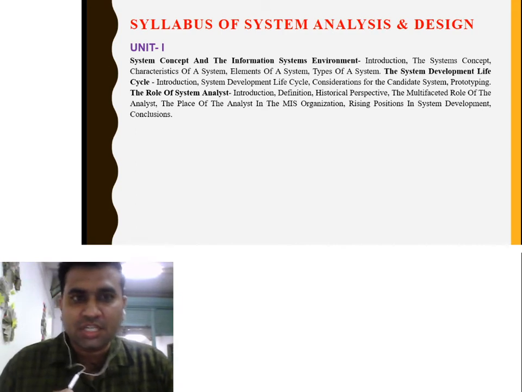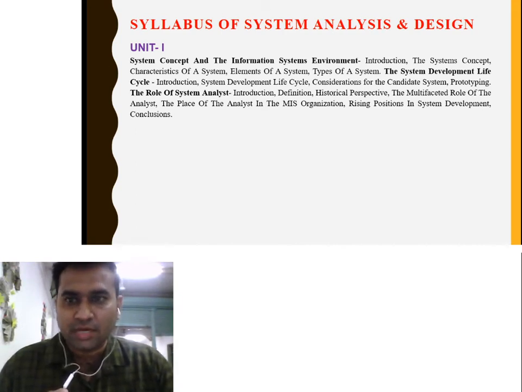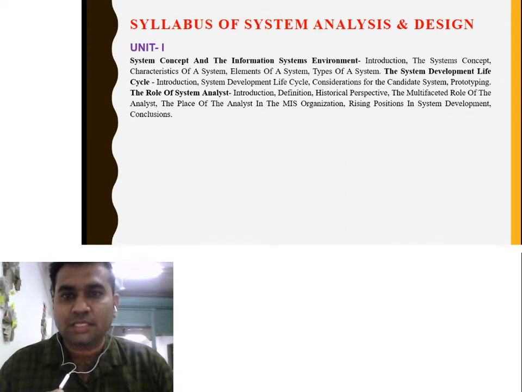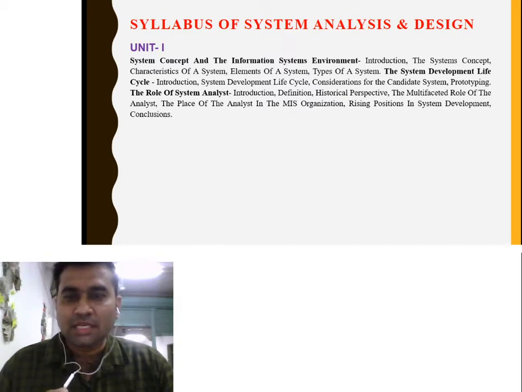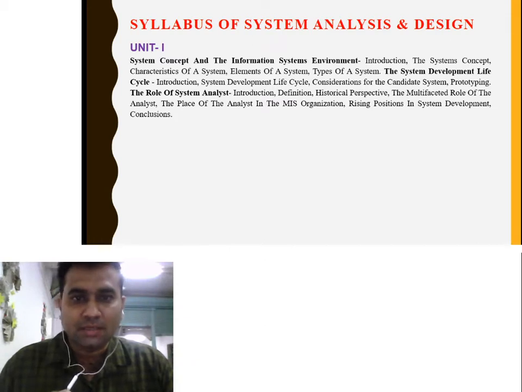Then the consideration of the candidate system, prototyping, the role of the system analyst, the various types of roles of the system analyst, the multifaceted role of the analyst, the place of the analyst in the MIS organization, which roles the system analyst plays, and the rising position of system development. This is covered in unit one.